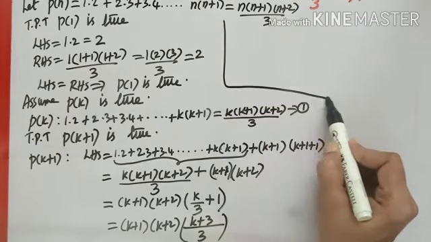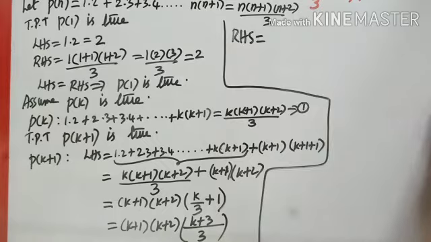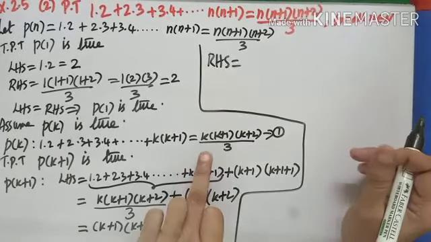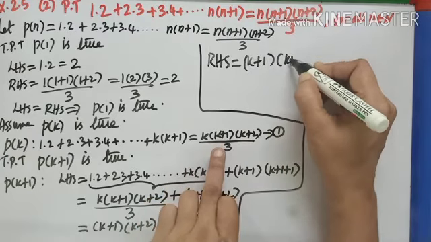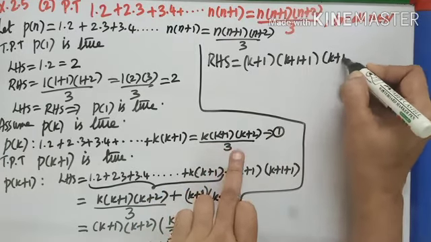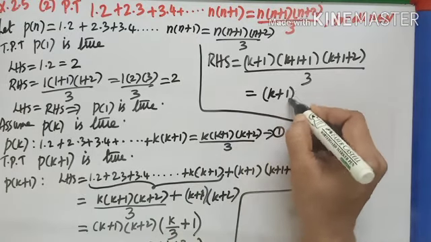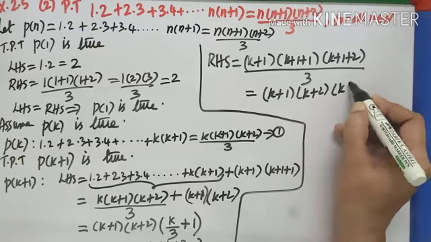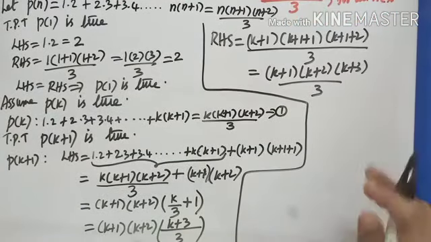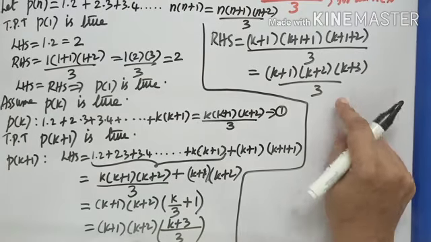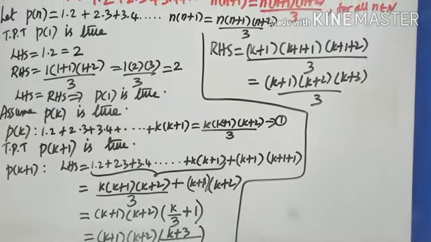Anyway, we will work out the answer. So I want to show RHS wherever k is coming. Let me put k plus 1. k plus 1, k plus 1 plus 1, k plus 1 plus 2, whole thing by 3, or it is k plus 1, k plus 2, k plus 3 by 3. Just compare. This answer and this answer are equal. So we have shown LHS answer and RHS answer are equal.